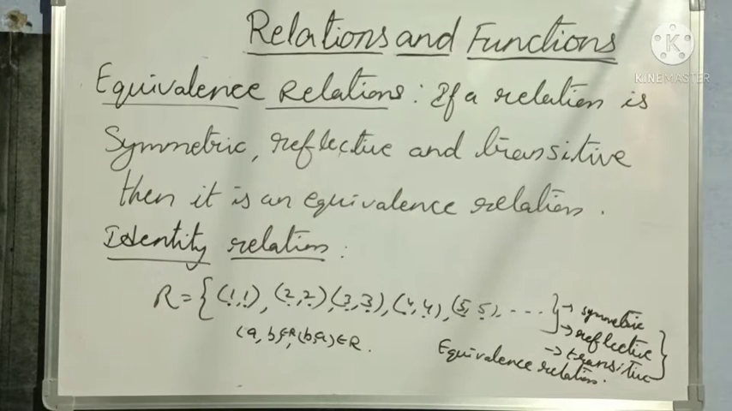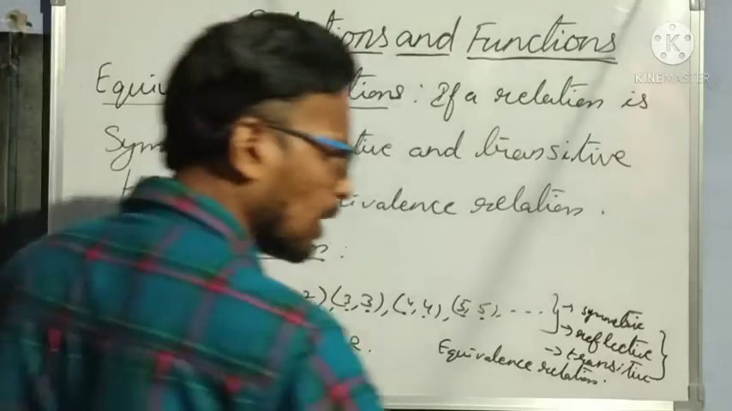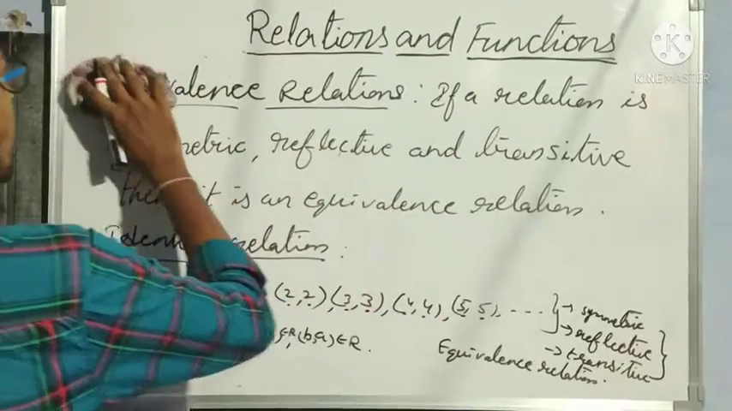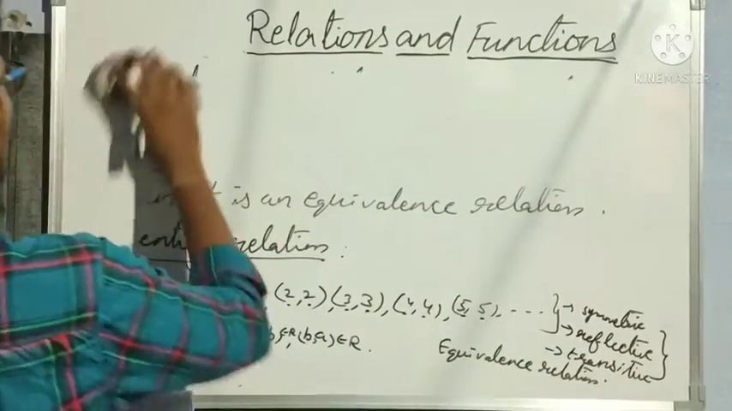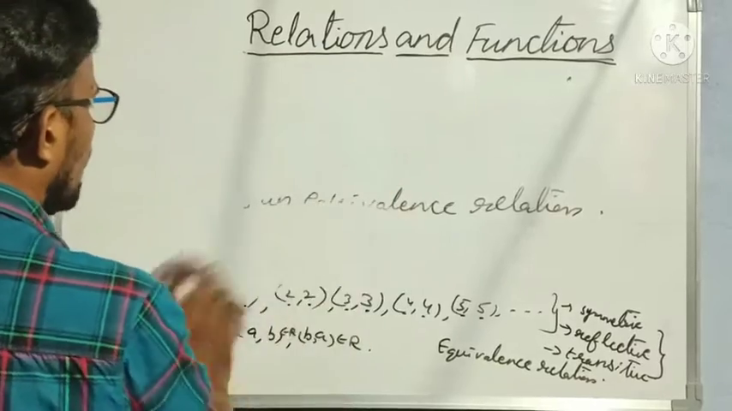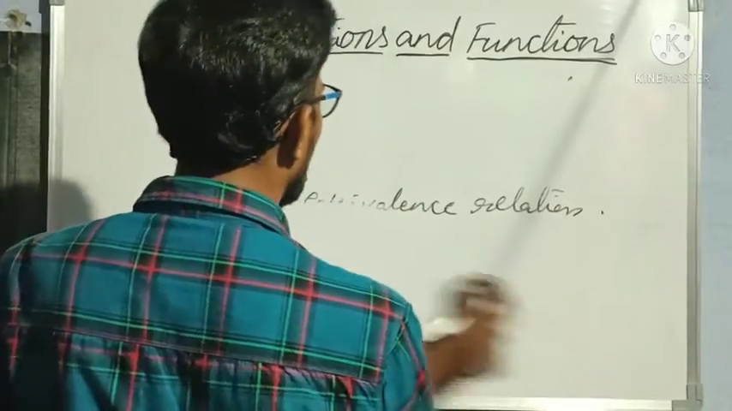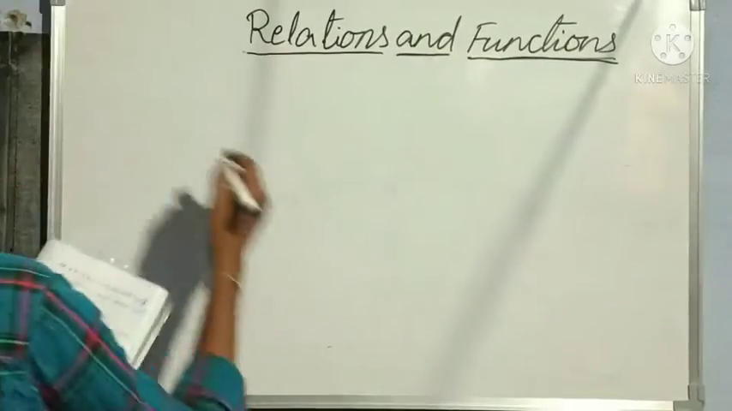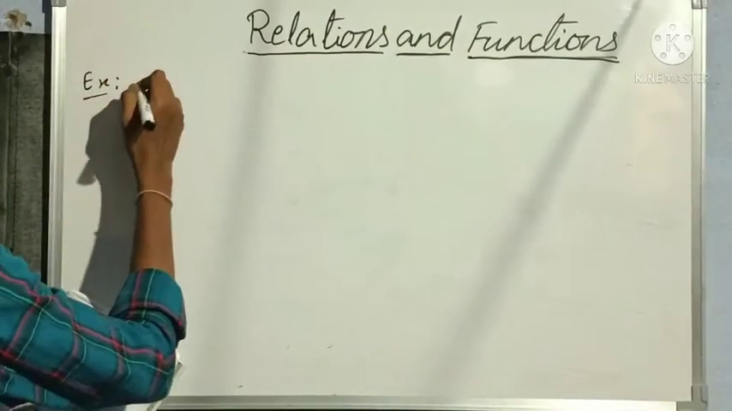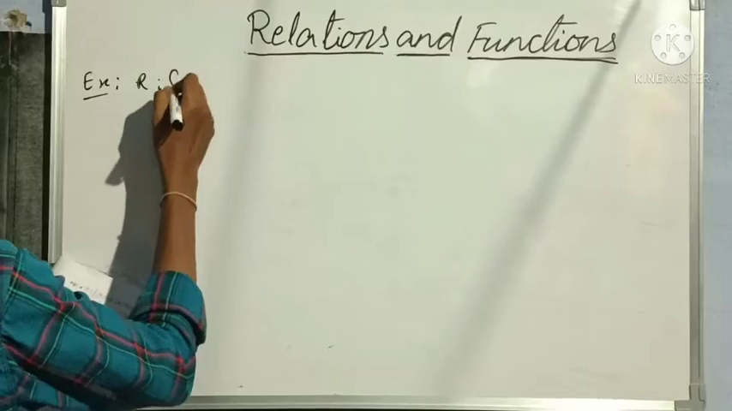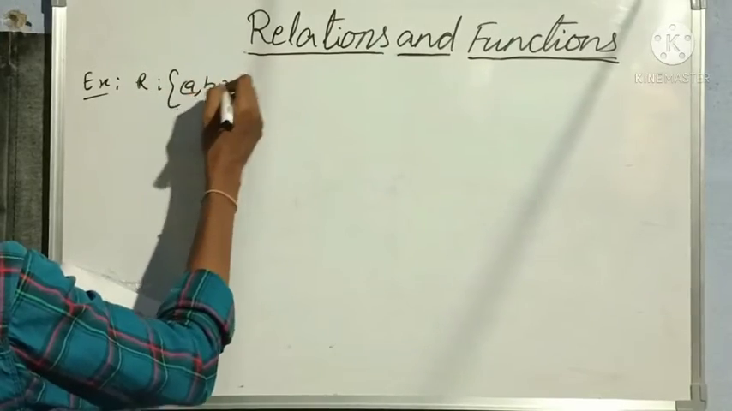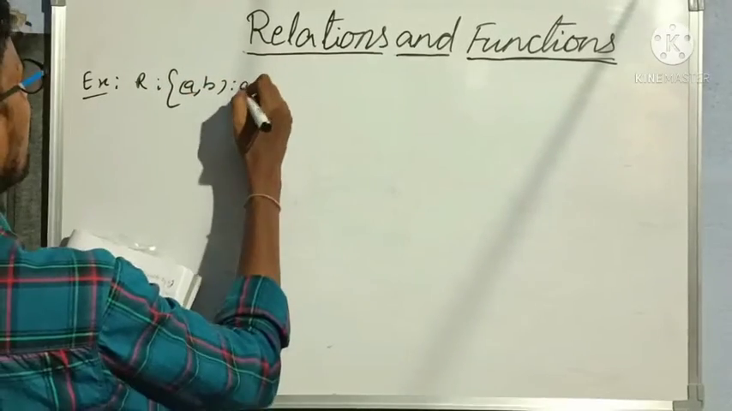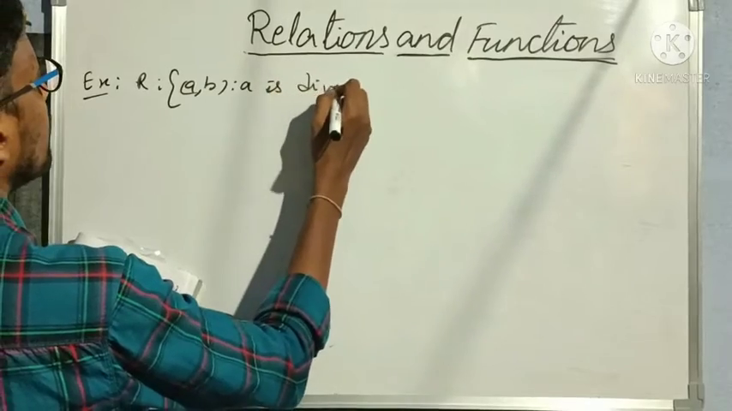Next, let us see some more examples from our previous concepts, that is symmetric, transitive and reflexive. One example I will explain, and one example I will give as homework for you to do. So first let us see the example which we will do in class now. Example: R is equal to the set of A comma B such that A is divisible by B.